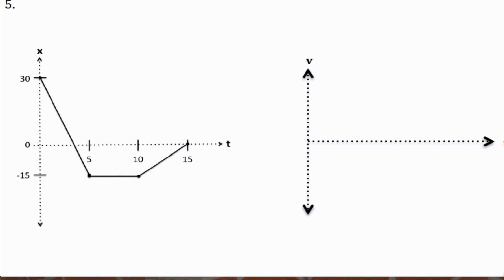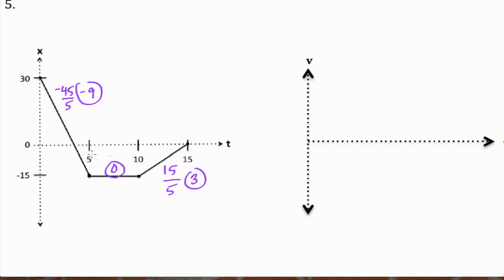And here's the last one I'm going to do. We have this first section of line in 5 seconds. It goes from positive 30 to negative 15. So it goes down 45. In 5 seconds, this has a slope of negative 9. In the next 5 seconds, it has a 0 slope. And in the last 5 seconds, from 10 to 15, it goes up 15 in 5 seconds, so it has a slope of positive 3.